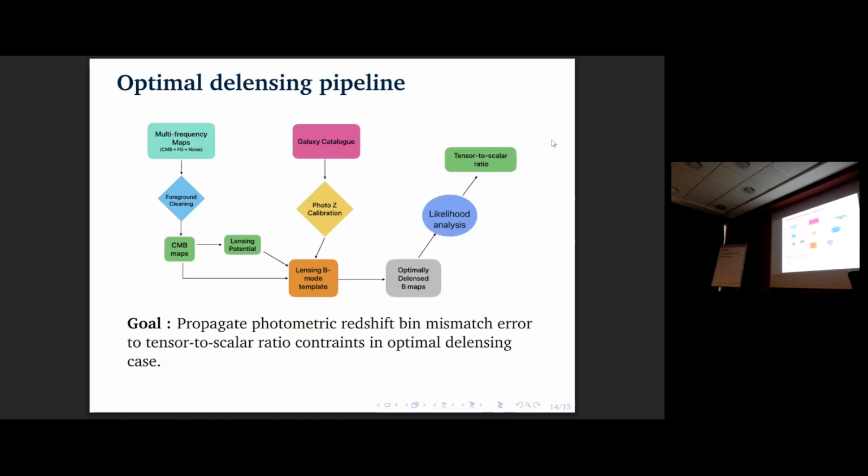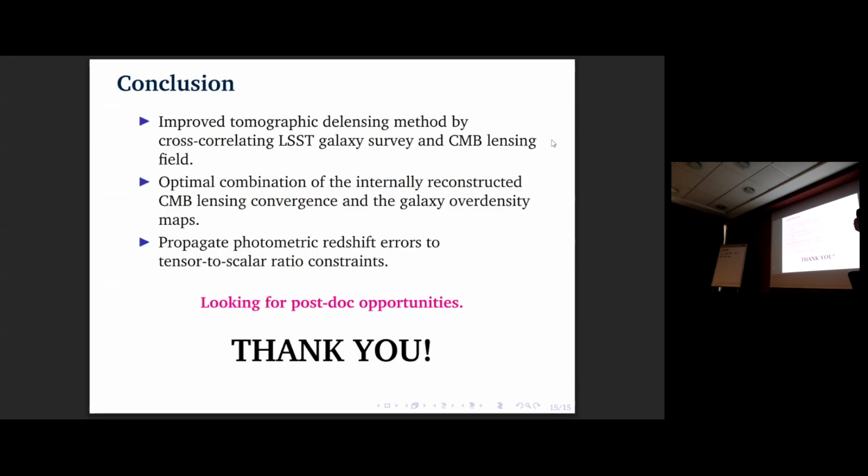So we are working on this pipeline. This was already ready with the CMB part, so we are now doing this photo-z calibration part. And what we want to do with this pipeline is to propagate the error in the photometric redshift to tensor to scalar ratio constraints and see how much it impacts the constraints on r.